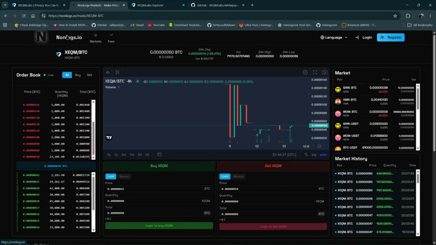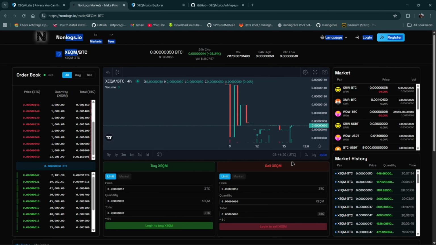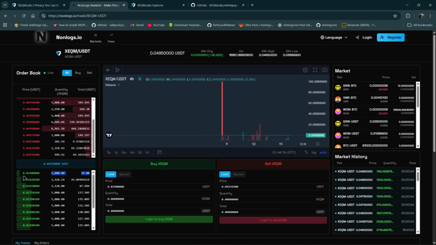bigger future potential is not defined by the small changes in price on these low cap exchanges. But obviously for non-logs, XEQM was the main thing it had, and now the volume has increased so much on the non-logs exchange solely because of XEQM. You can see the BTC pair and also the USDT pair has some volume. The buy orders are at 0.029 and the sell orders are at 0.049.